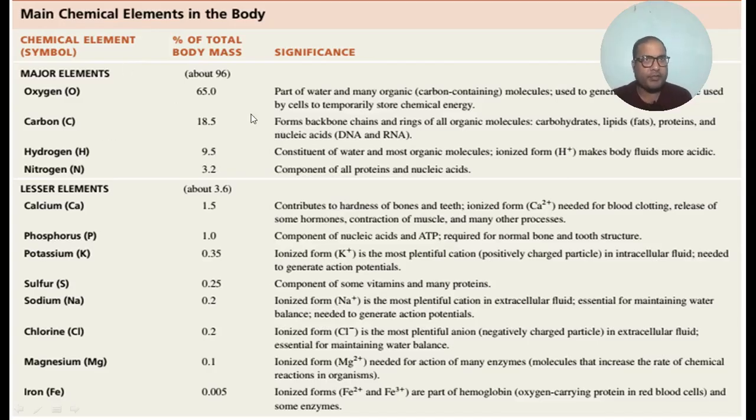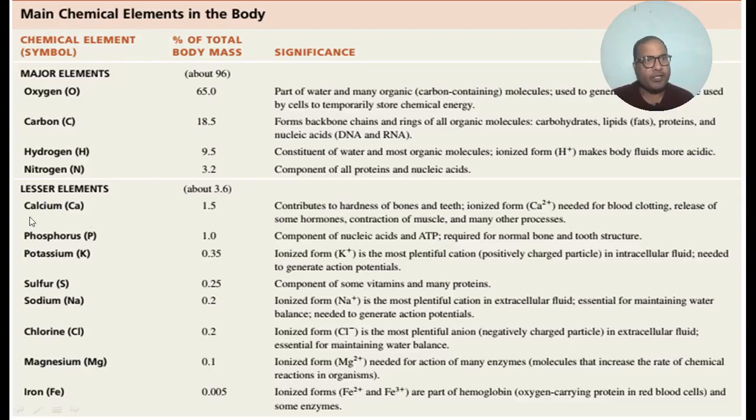in this table you see there is percentage of total body mass and their significance. So major elements are the oxygen, carbon, hydrogen, nitrogen. These are present in human body of total body mass, that is 96% of body mass is made up of these basic oxygen, carbon, hydrogen and nitrogen.